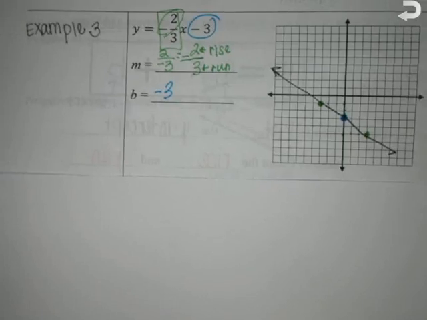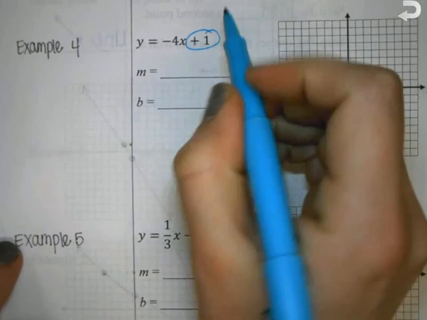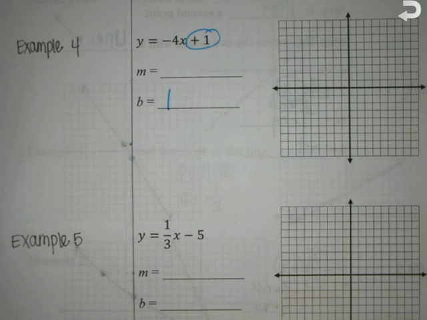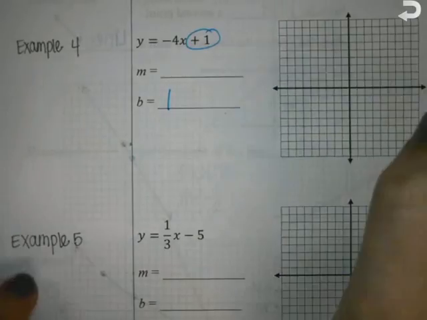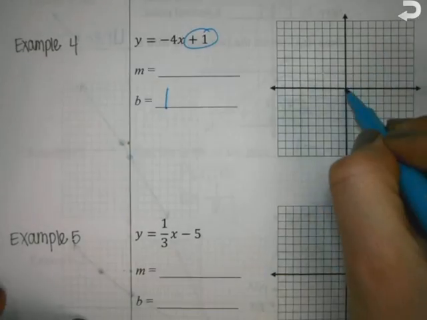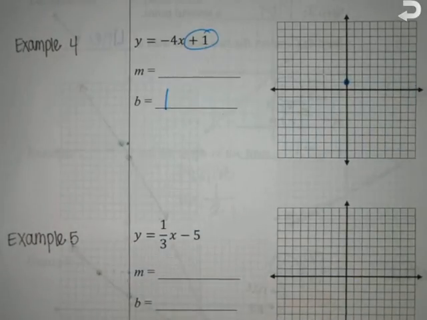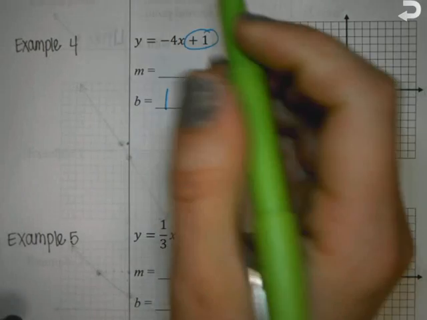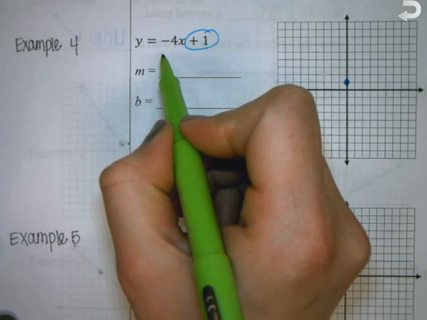What is the B term, for example, for? The B. Positive 1. Okay, so Danielle, how do I graph that? Graph the y-intercept. Very good. I start at 0 and I go up 1. Cameron, what's the slope? The slope is negative 4 over 1.